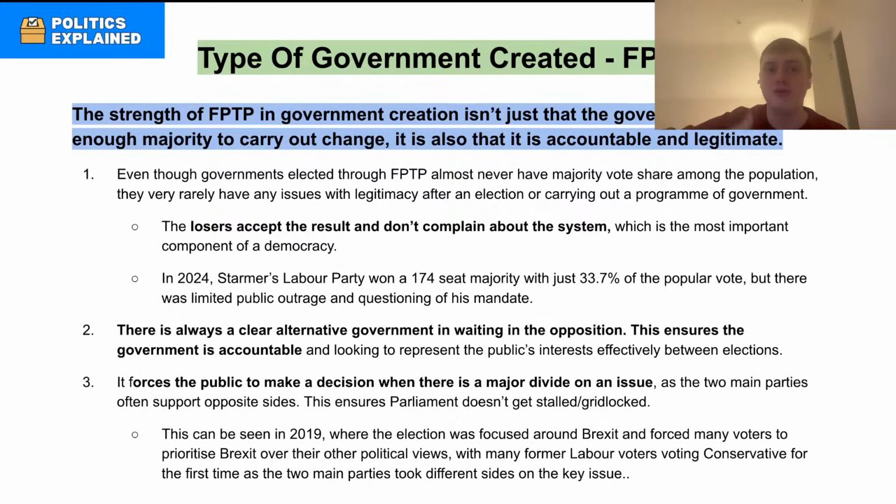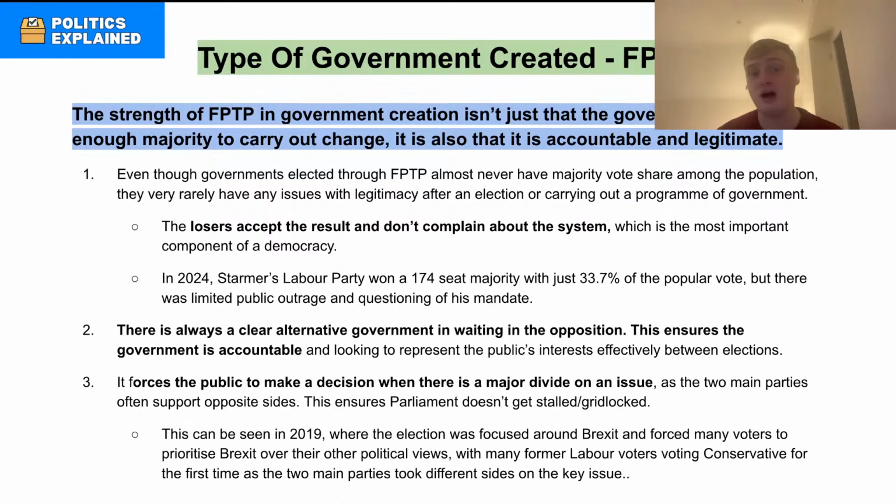But you want to build on it with some more complex analysis. It isn't just that the government has a big enough majority to carry out change, it's also that it's accountable and legitimate. Even though governments almost never have a majority vote share, as we looked at in representation and proportionality, they very rarely have any issues with legitimacy after an election or carrying out a programme of government. The losers accept the result and don't complain about the system. And this can be seen as a really effective way first past the post works in terms of type of government created. It creates a strong government, but that strong government is also very legitimate.